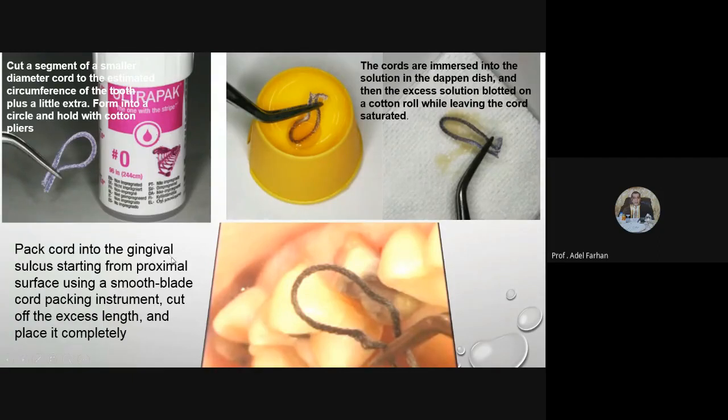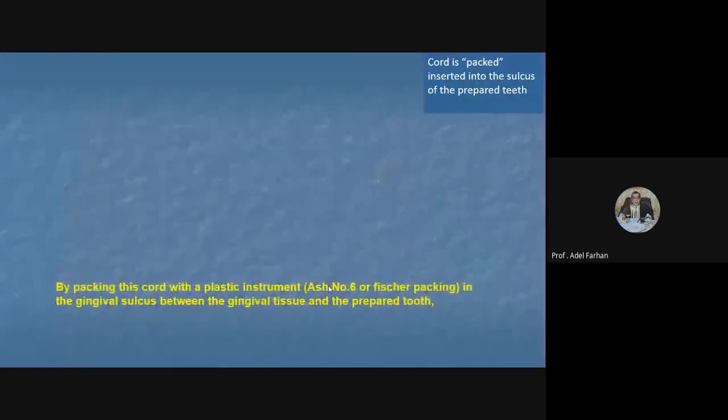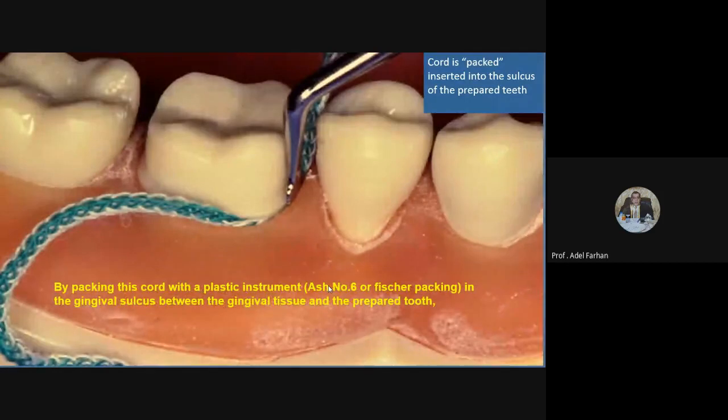Then you start the packing process like the circle, sitting on the tooth. Most of the time we start, as we say, from a proximal surface using a smooth blade cord packing instrument. Later on you will see in the film how the work is done. We start from the proximal and go around the tooth. Sometimes you can tighten the circle itself and go through the interproximal area. As we say, we start from the proximal area, as we saw.